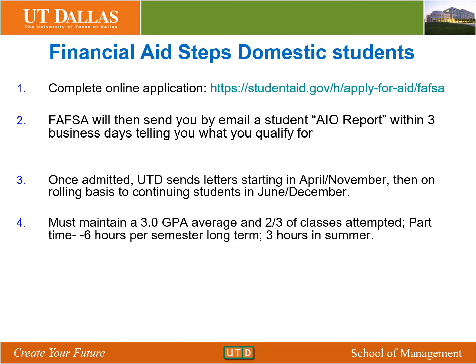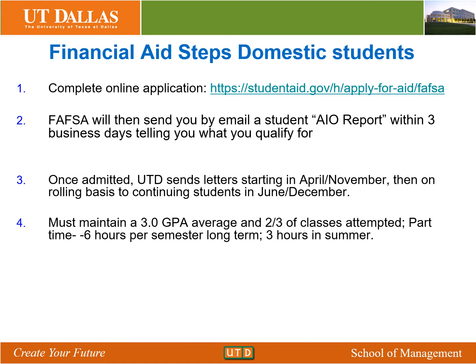There's a question on the application that's often confusing about whether you're going full-time or part-time. This only applies if you are getting U.S. government financial aid. In any case, if you're getting this government aid, you must maintain a 3.0 GPA, which all students have to do anyway, and complete 2/3 of your classes.